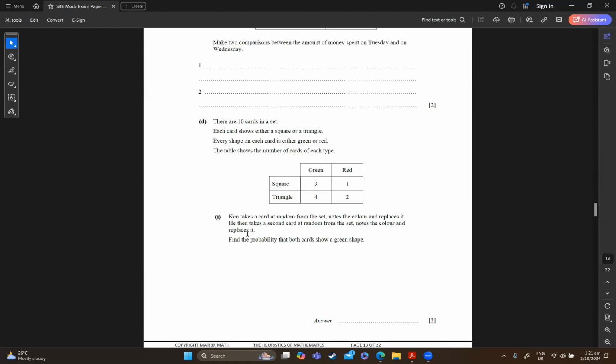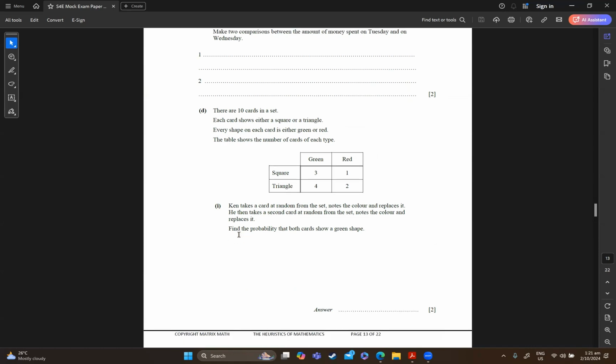Okay, part D. So this one is based on probability. So there are 10 cards in a set, okay? So it's either the green card or the red card. Within the green card, you have a square and triangle. Within the red card, you have a square and triangle, okay? So based on the question, find a probability that both cards show a green shape.